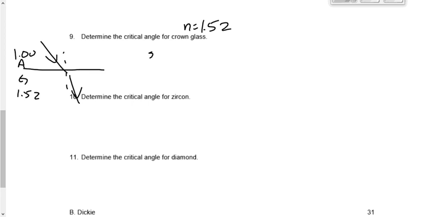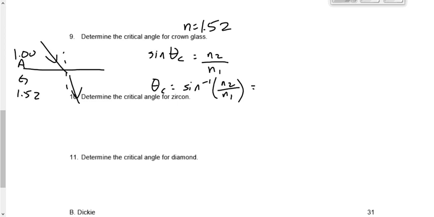Let's say sine theta 1, or sine theta c, over sine theta 2, or sine 90, is equal to n2 over n1. Theta c is equal to the inverse sine of n2 over n1. Now, the good news is, if you got those mixed up, you would have had n1 over n2, and your calculator would have given you an error there, right? So you would have caught that mistake eventually, you just would have done a little bit more work before you caught it, that's all.